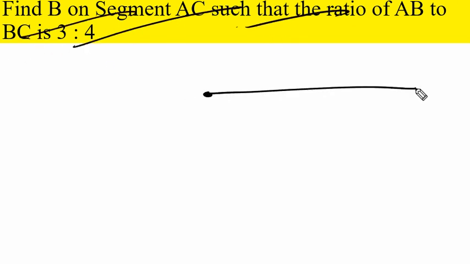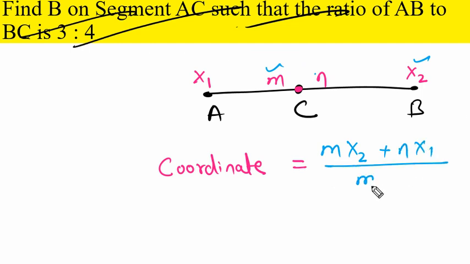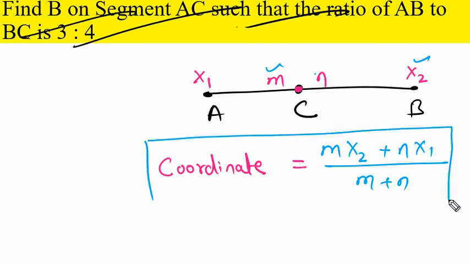Let's say on a number line you have segment AB, point C is in between, and this point is dividing or partitioning this segment AB in the ratio of m to n. Let's try to write a standard formula. This is x1, x2 on a number line. What is the coordinate for C? You multiply m with x2, so mx2 plus n with x1, so nx1, over m plus n. This is the coordinate formula, or the location of point C on a number line.